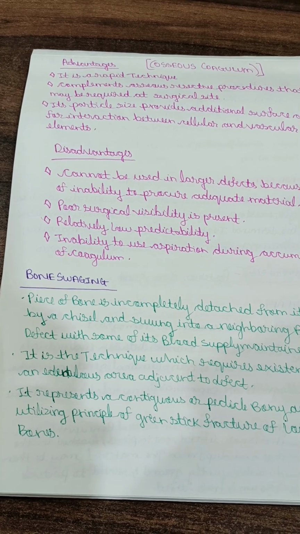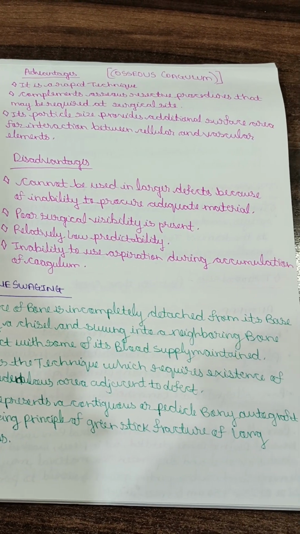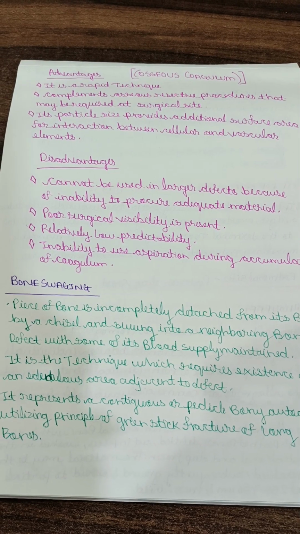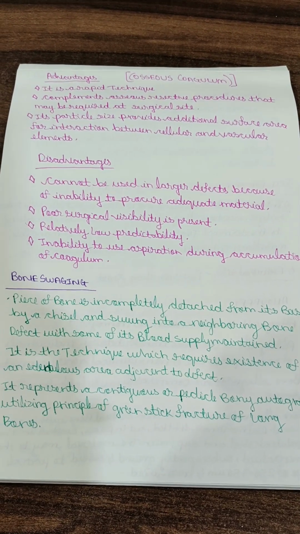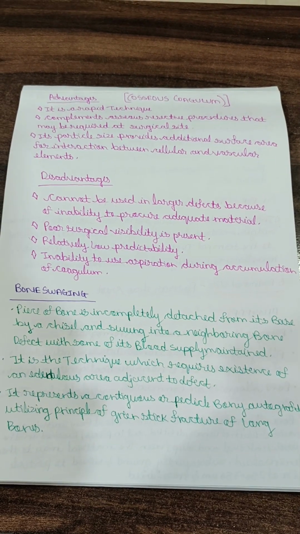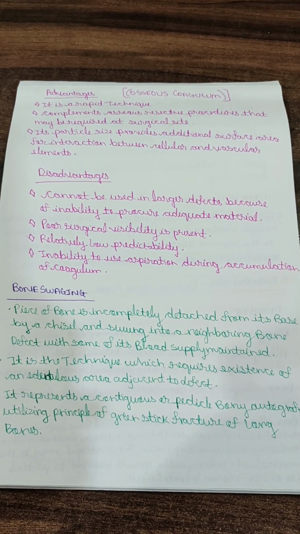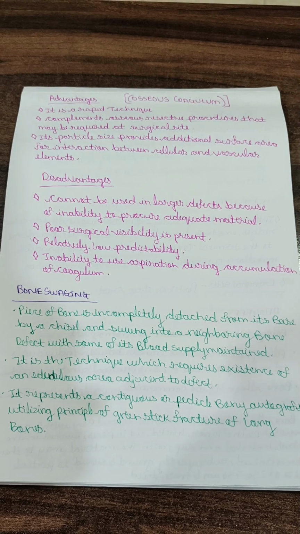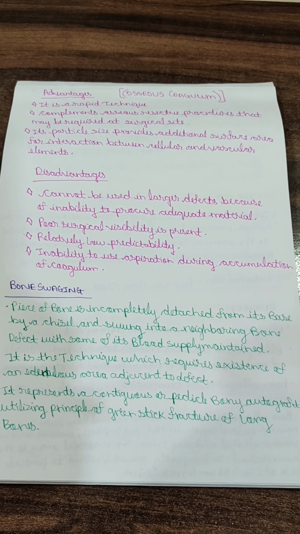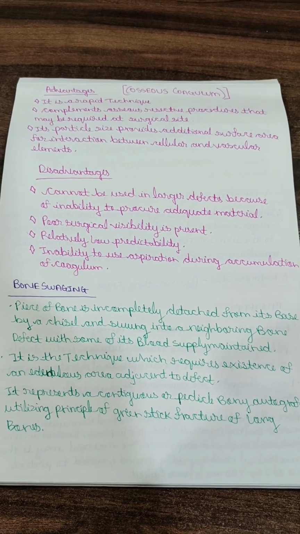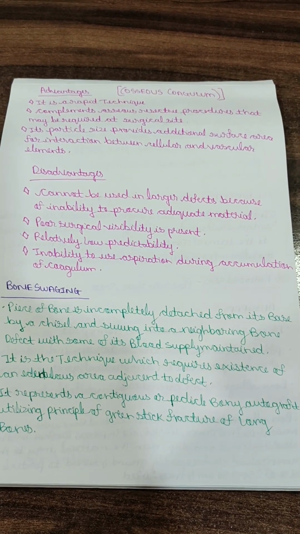What is bone swaging? Now, the piece of the bone is completely detached from its base by a chisel and then it is swung into a neighboring bone defect with some of its blood supply maintained. It is a technique which requires the existence of an edentulous area adjacent to the defect, and it represents a contiguous or pedicle bony autograft utilizing the principle of the greenstick fracture of the long bones. So this is all about bone swaging.